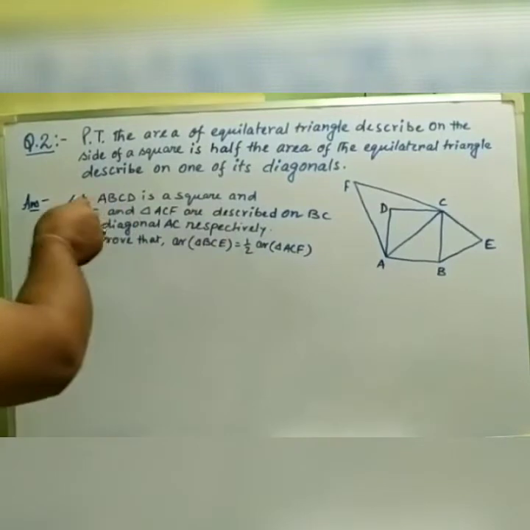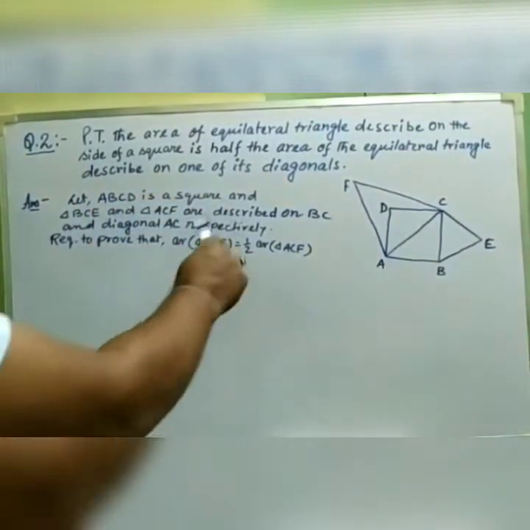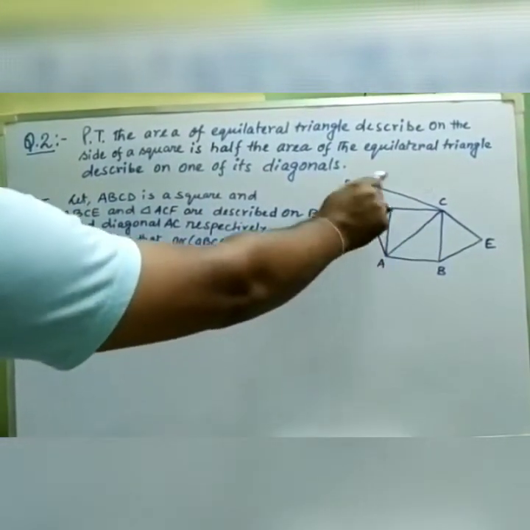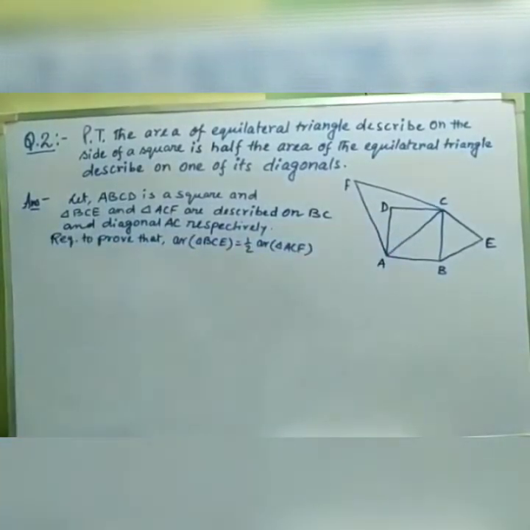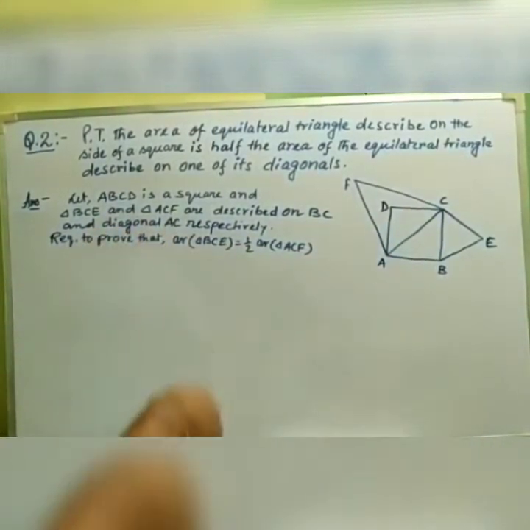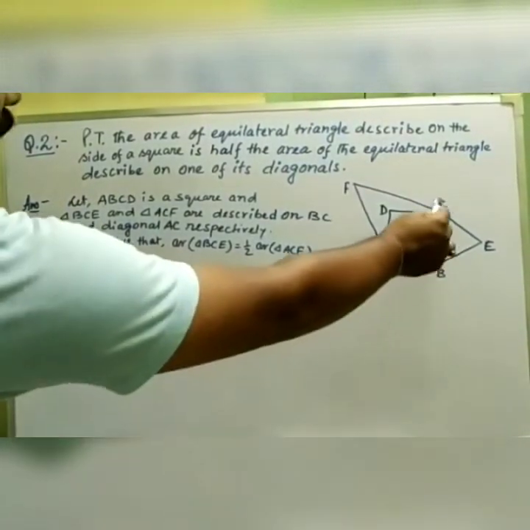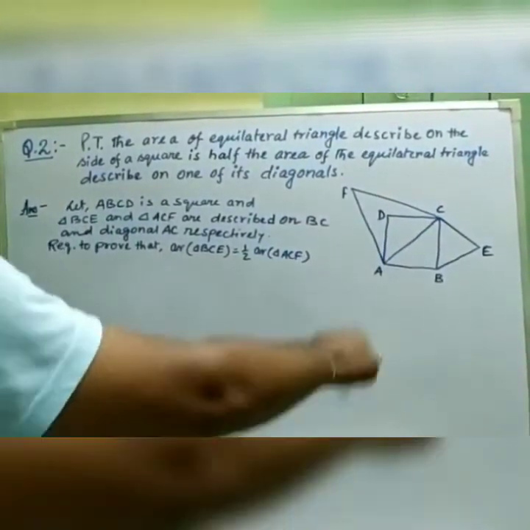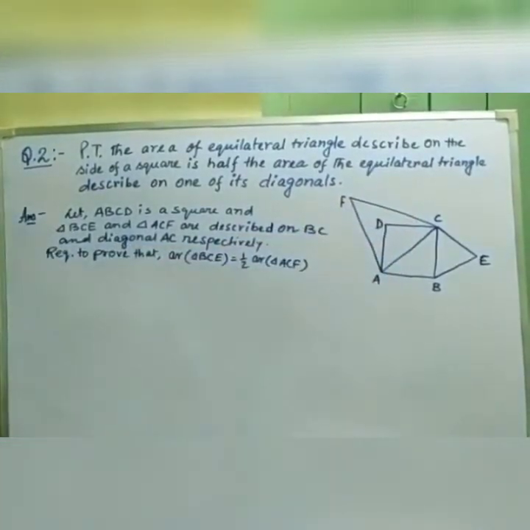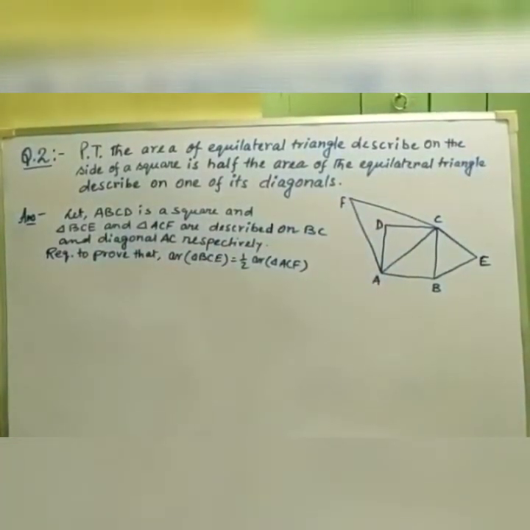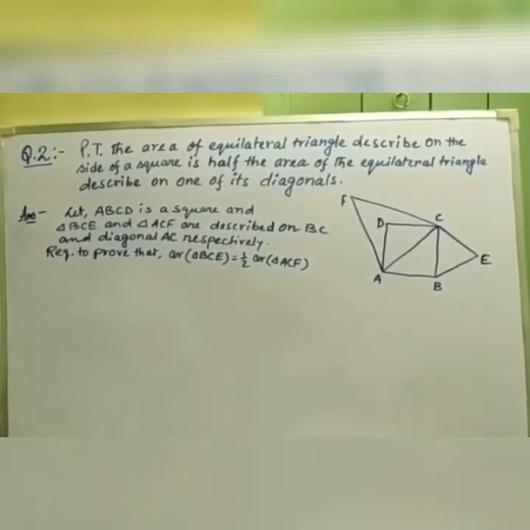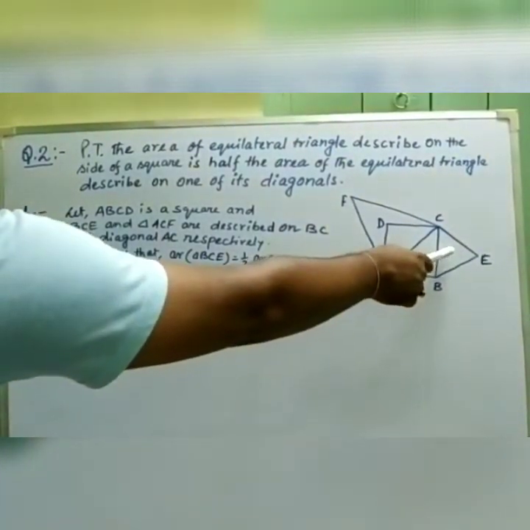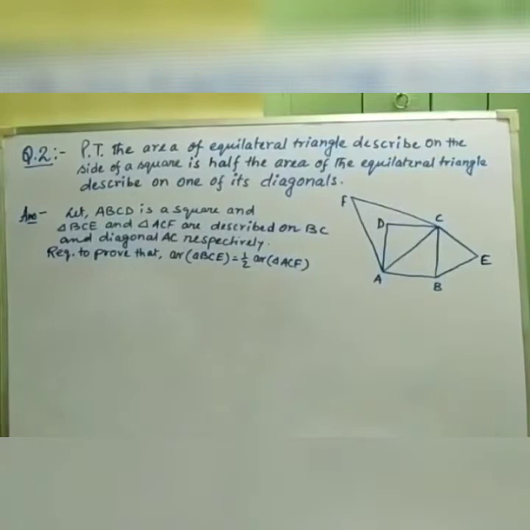Okay, so that we have written, let ABCD is a square and triangle BCE and triangle ACF are the equilateral triangles described on the diagonal AC and BC. BCE is on the side BC and ACF is on the side of the diagonal, that is AC. And we need to prove that area of the triangle BCE is equals to half of the area of the triangle ACF. That we need to prove.